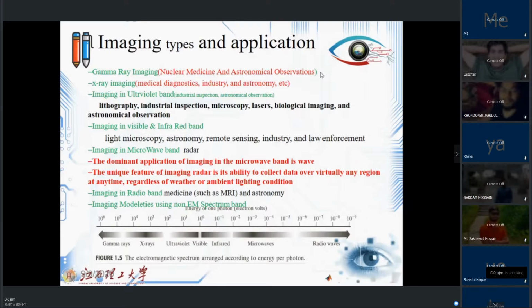And the microwave band, which is more applicable in radar, and the dominant application of this type of image is from the wave.